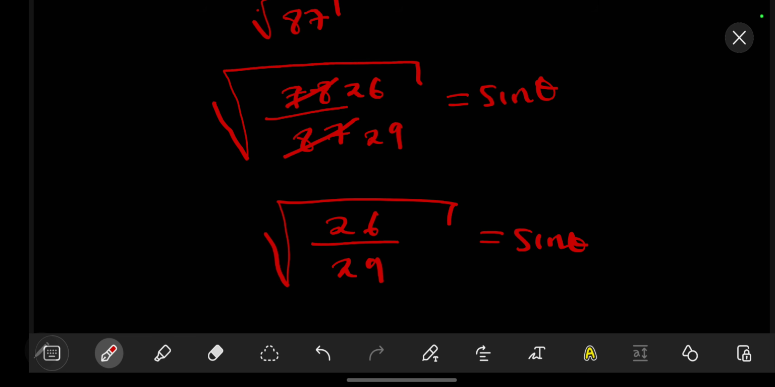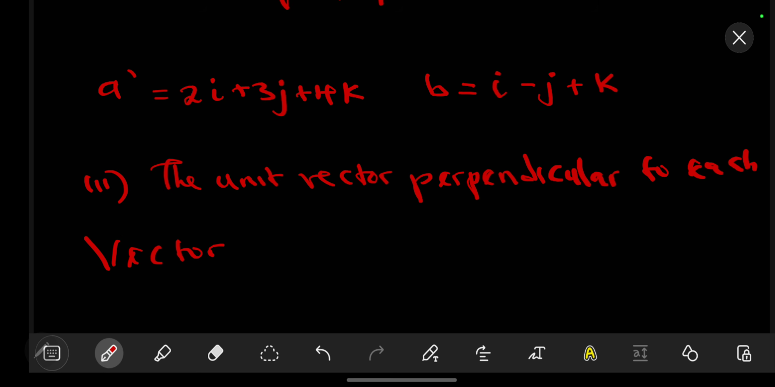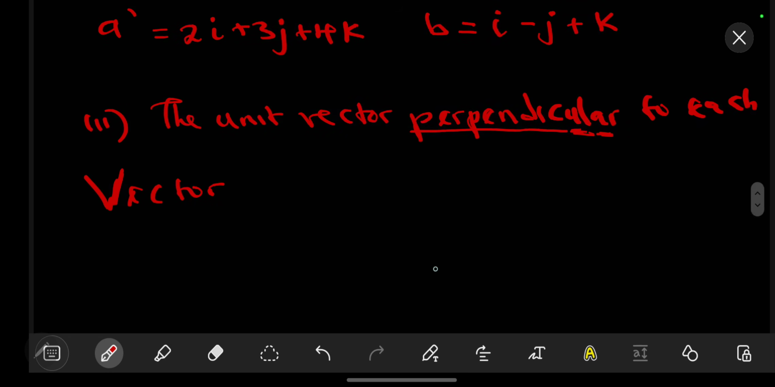So let's attempt another one. These are some of the questions that you expect under the cross product. Let's say they tell you to find the unit vector perpendicular to each vector. This means they are talking about the cross product. If we have our A like this, and our B like this, then the vector they are talking about is the cross product, which we are going to call our C, because this is the only vector that can be perpendicular to both A and B.